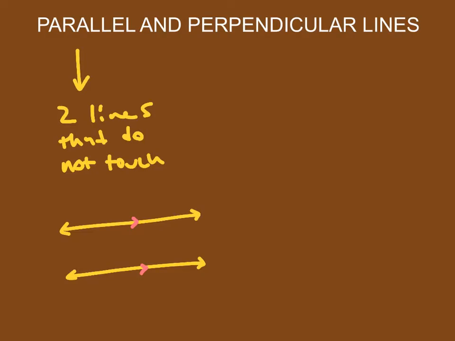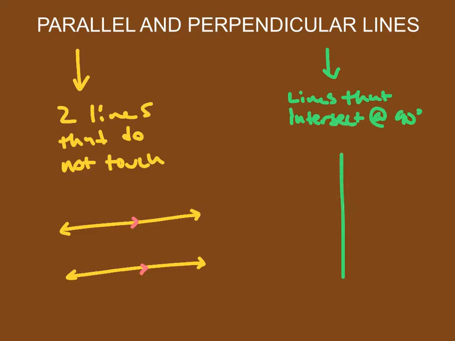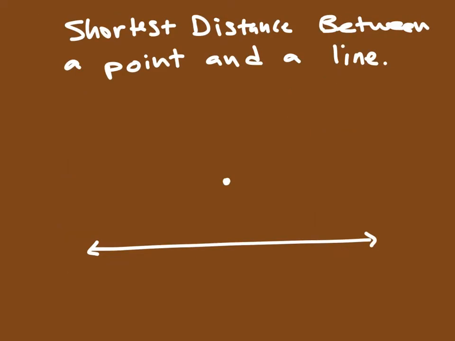Now, perpendicular lines are lines that intersect at 90 degrees. If I draw a picture of that, I draw two lines with arrows on each side, and then I draw a square in there, and that indicates that they intersect at 90 degrees. In this video, we're going to extend some of these ideas of perpendicular lines and parallel lines and some of their properties.